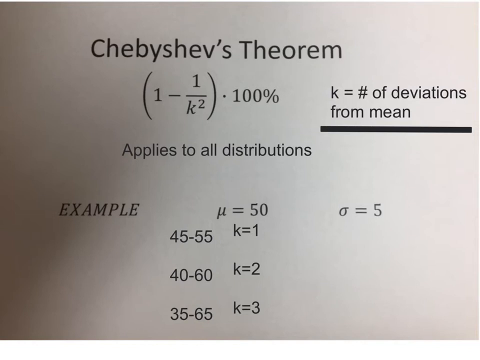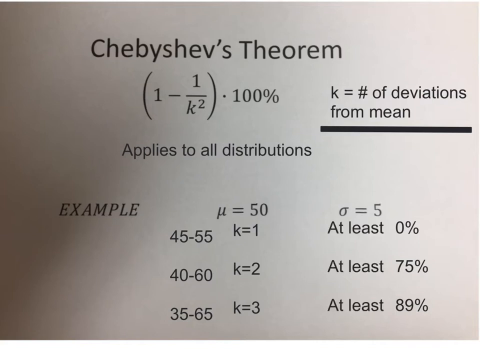And I'll put the numbers up here in a second. These are the percentages I got: 0% when I plug in 1, 75% when I plug in 2, 89% when I plug in 3. We have to add the word "at least" in here. So what we're saying with the "at least" is, let's just jump down to the bottom. The first one doesn't make any sense because we're talking about at least 0%.